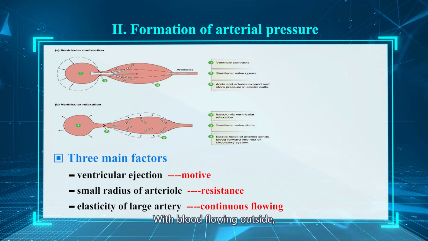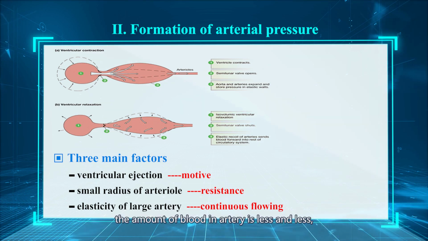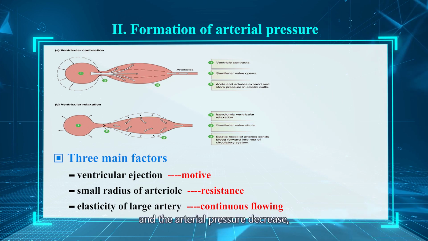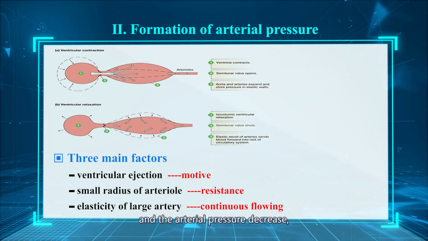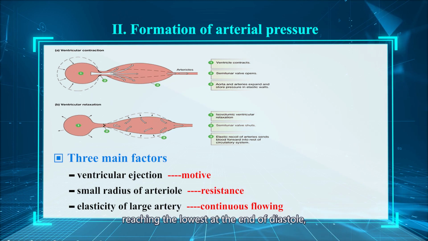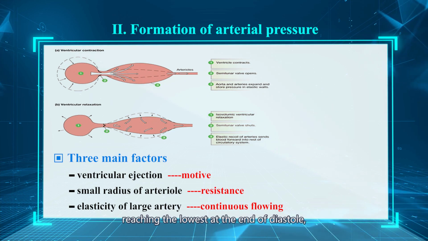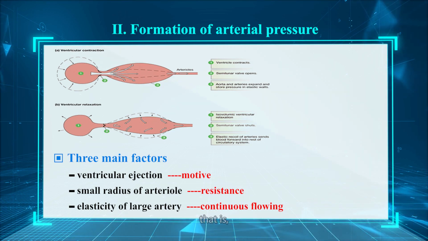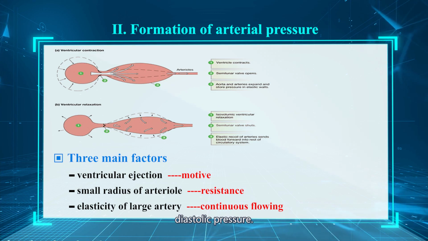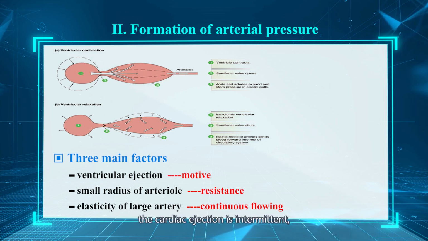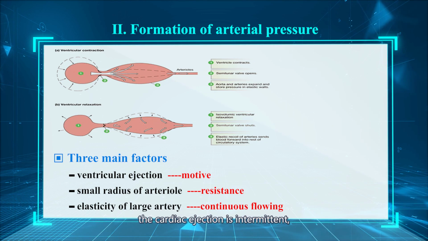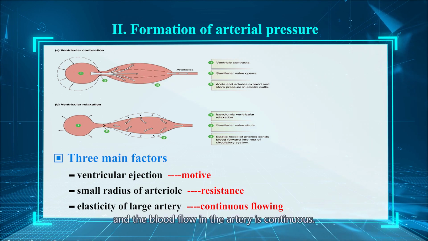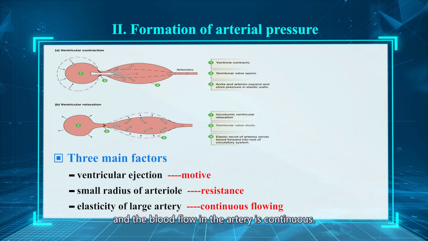With blood flowing outside, the amount of blood in artery is less and less, and the arterial pressure decreases, reaching the lowest at the end of diastole, that is the diastolic pressure. So, the cardiac ejection is intermittent, and the blood flow in the artery is continuous.